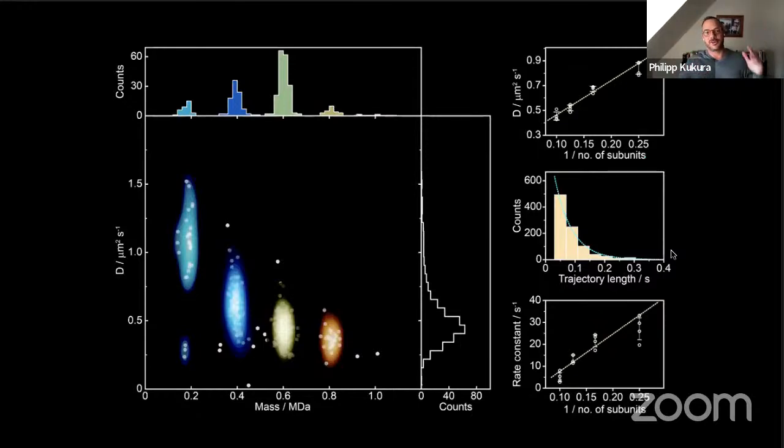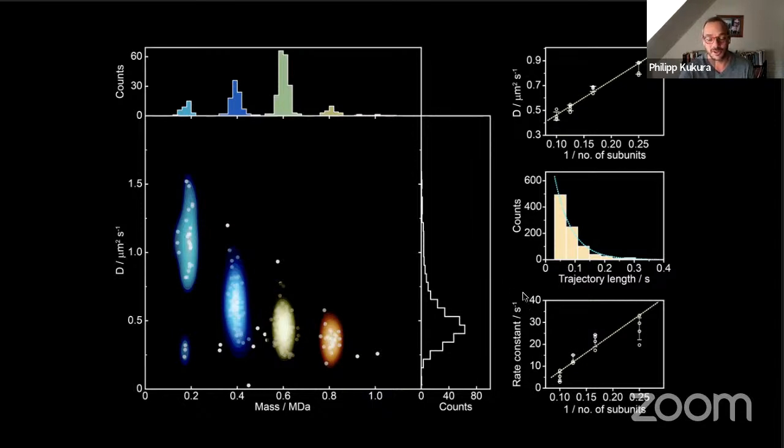But the kicker here is that you have a two-dimensional measurement, because for each particle you not only measure mass, you also measure the diffusion coefficient. Here's a 2D plot of diffusion coefficient and mass, and you see the dimer diffuses quickly, the tetramer is a little bit slower, the hexamer is even slower, and the octamer is slower still. And if you plot the diffusion coefficient versus 1 over the number of subunits, you get a straight line.